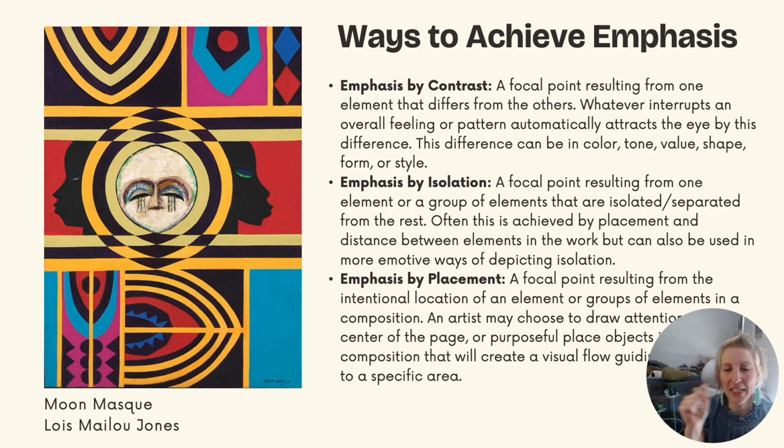We think back to the painting we just looked at. And an artist may choose to draw attention to the center of the page, or purposefully place objects in areas of the composition that will create a visual flow, guiding the viewer to a specific area. If we look at this painting on the left, Moon Mask, how do we feel the artist is using emphasis here? Is it emphasis by contrast, emphasis by isolation, or emphasis by placement, or a combination of some or all? What do you think?